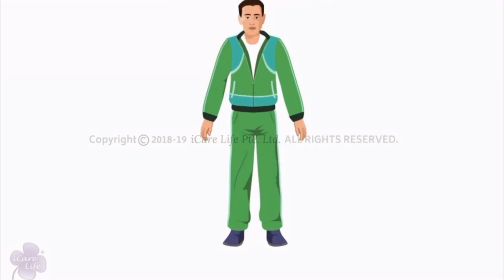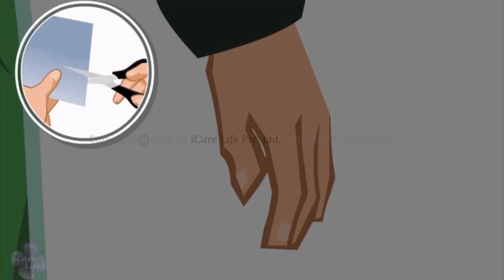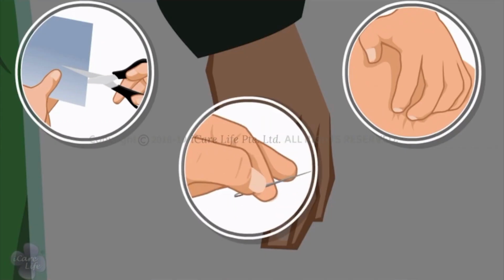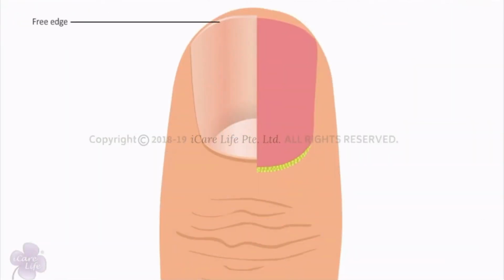Let us now look at the function and structure of nails. Nails protect the tips of fingers and toes from injury. They also help us in scratching and picking up objects. Free edge is the part of the nail which we can trim. The nail plate is the visible portion of the nail below the free edge.